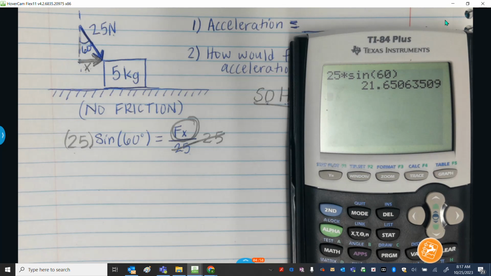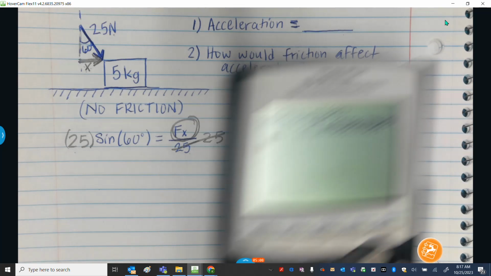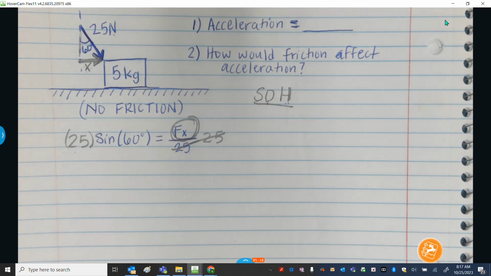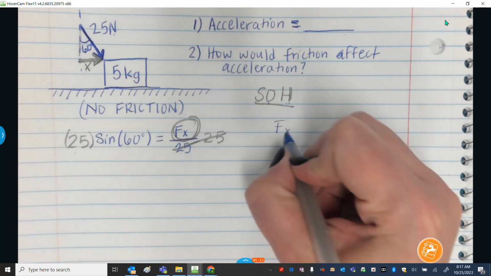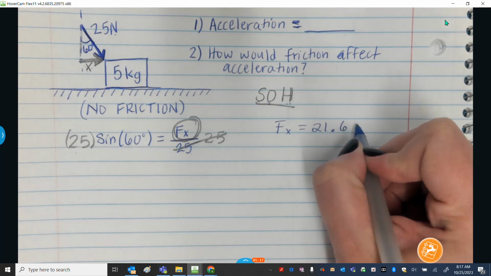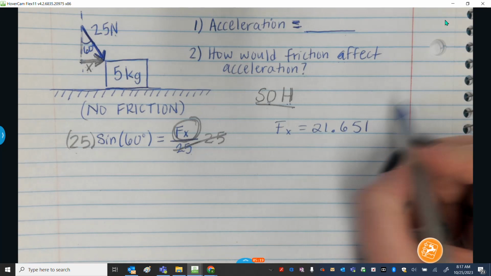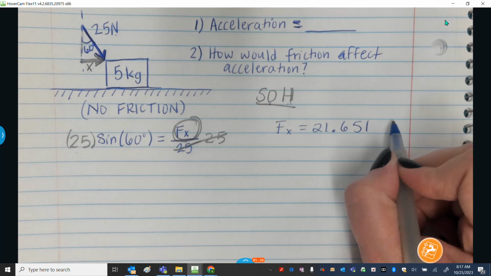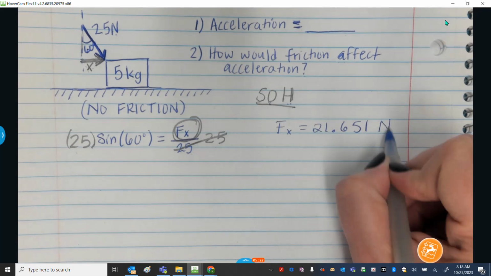That's not your answer because it didn't ask for the x component. It asks for the acceleration. I need this number in order to get the acceleration. So we're not finished yet, but we do have the first step done. Okay, so the x component of my force is 21.65. If I want to add another digit, I can put a 1 here because it was 21.6506 newtons.